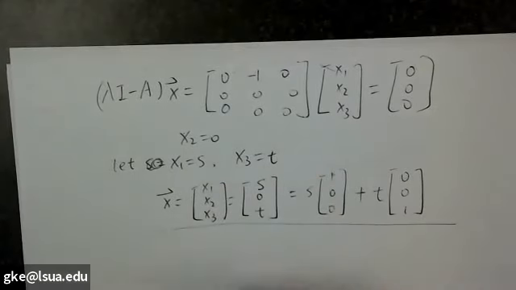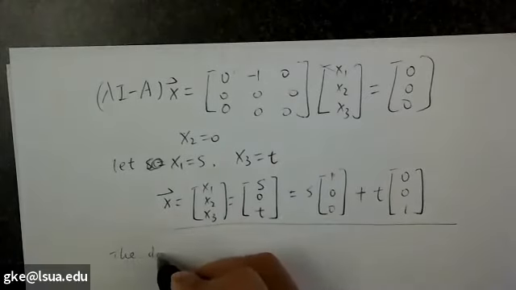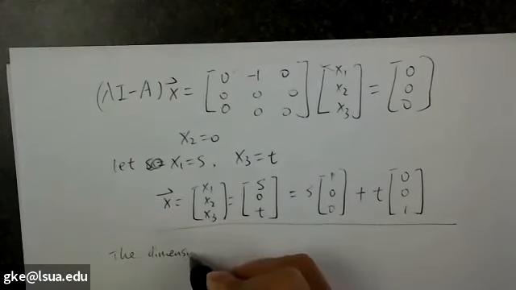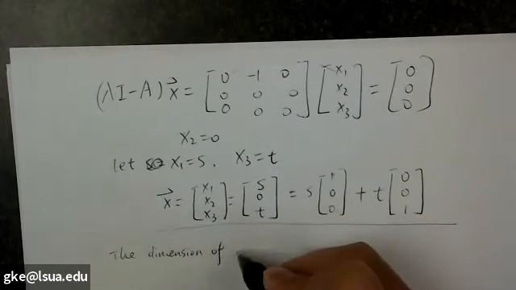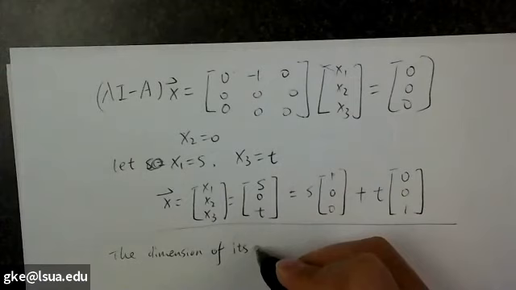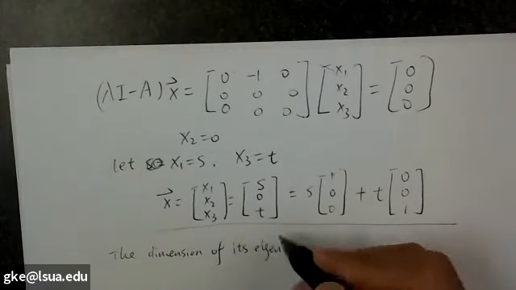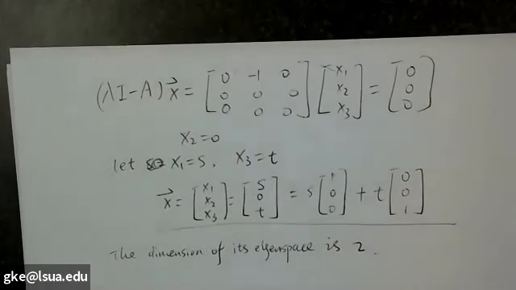So that means the dimension of the eigenspace is 2. Right? It's 2.